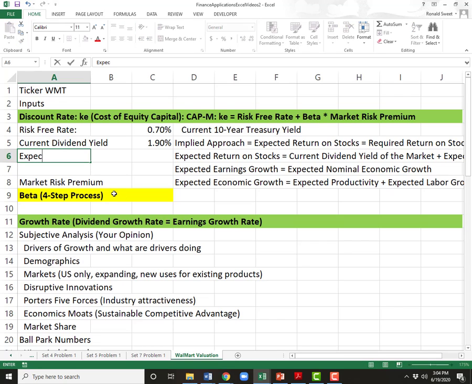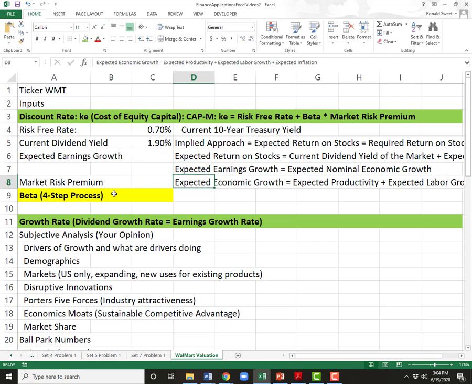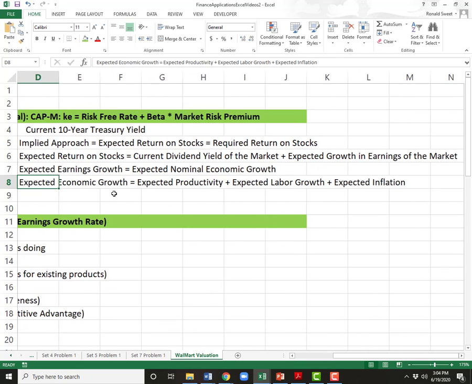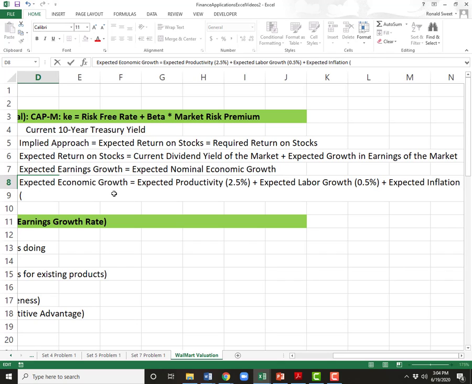Expected earnings growth, we're just going to tie that to the economy. And so I'll just give you my numbers. I'm going to use 2.5% for productivity. I'm going to use 0.5% for labor growth. I just don't think it's going to be there. And then for inflation, I'm going to use 2% because that's what the Fed's arguing.